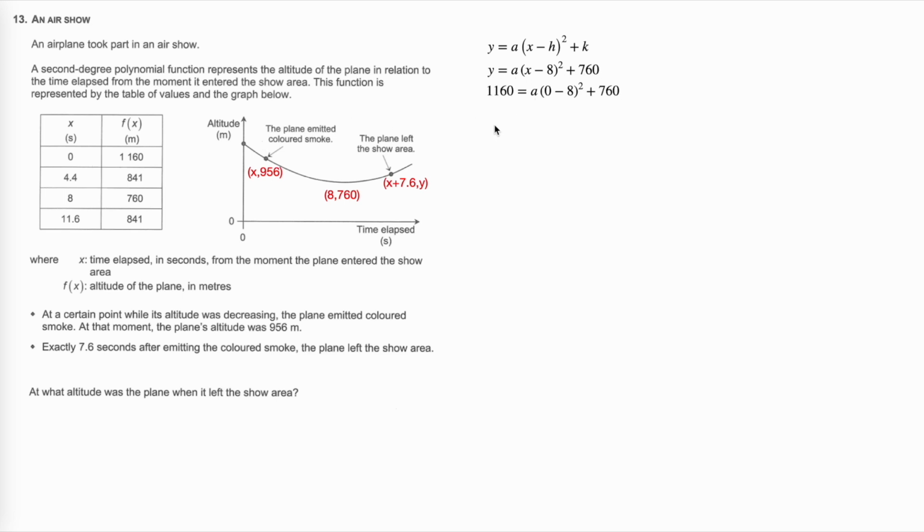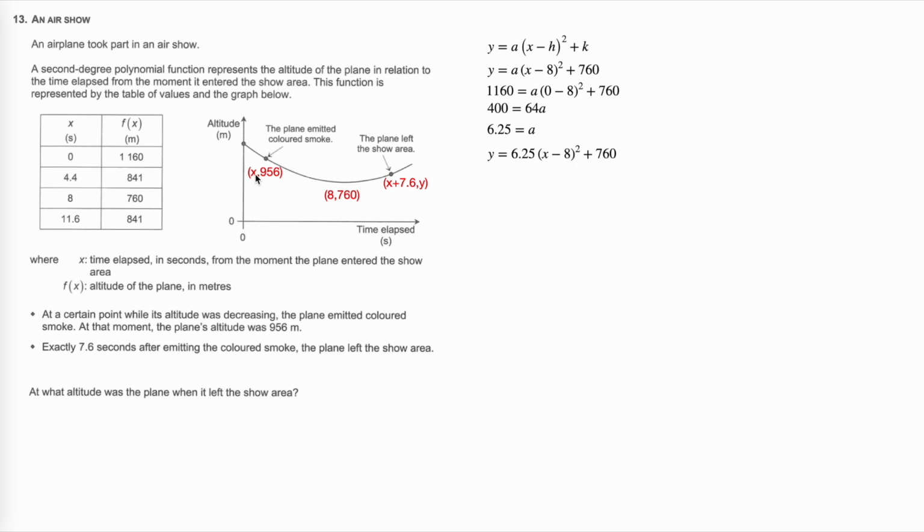The y is 1160. The x is 0. That gives us 0 take away 8. Negative 8 squared is 64. We get 64a. Subtract 760 from both sides. That gives us 400. 400 is equal to 64a. Divide both sides by 64. That gives us 6.25 is a. So the equation of our parabola is y is equal to 6.25 times x minus 8 all squared plus 760.